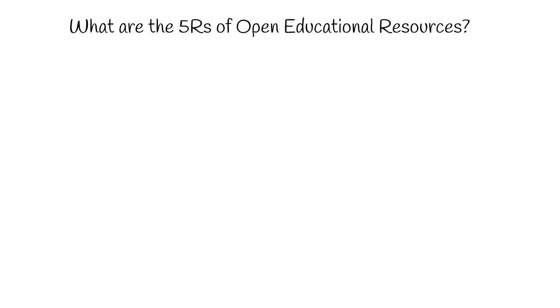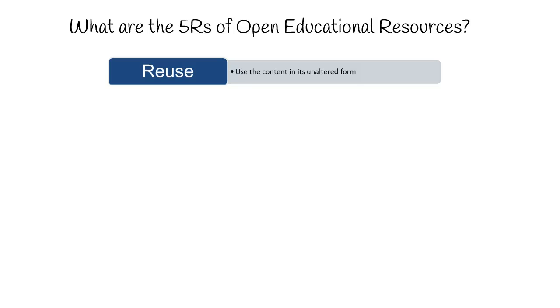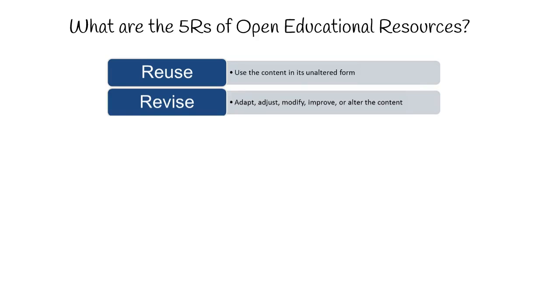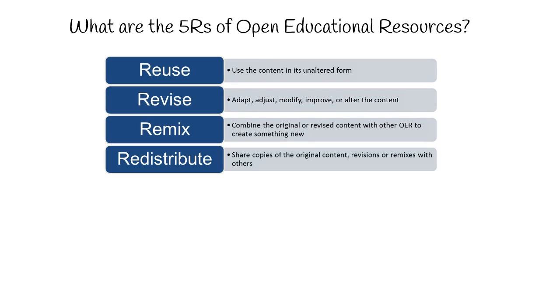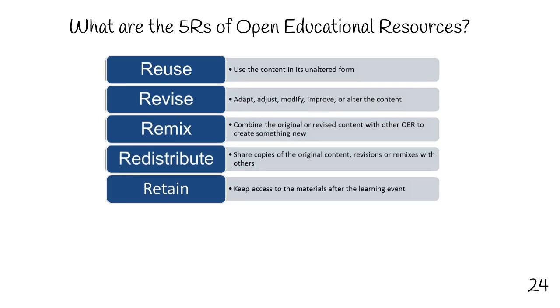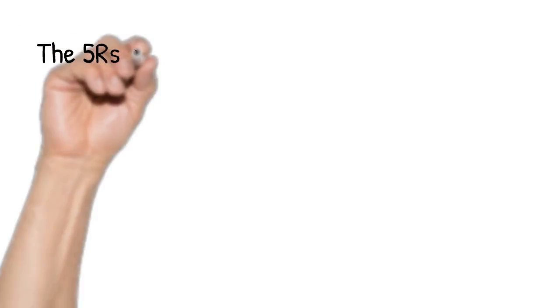So what are the 5 R's of open educational resources? Reuse, use the content in its unaltered form. Revise, to adapt, adjust, modify, improve, or alter the content. Remix, combine the original or revised content with other OER to create something new. Redistribute, share copies of the original content, revisions or remixes with others. And retain, to keep access to the materials after the learning event.